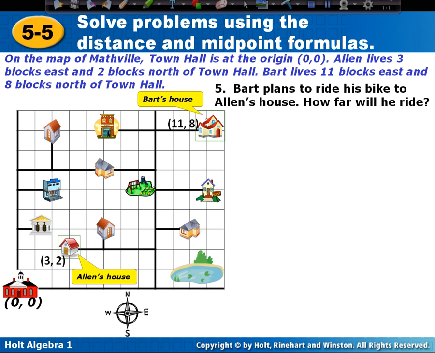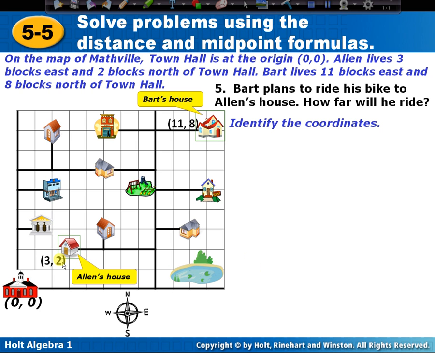All right, here's number 5. We're going back to Mathville. It says, Bart plans to ride his bike to Alan's house. How far will he ride? So he's wanting to go up here from Bart's house, and he wants to end up at Alan's house. So we're looking for the distance between those 2 houses to know how far he's going to have to go. So we're going to be using the distance formula this time.